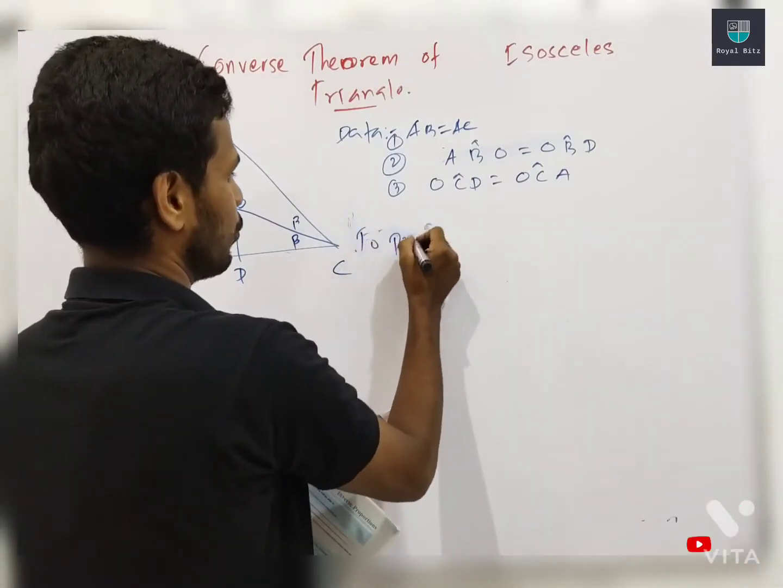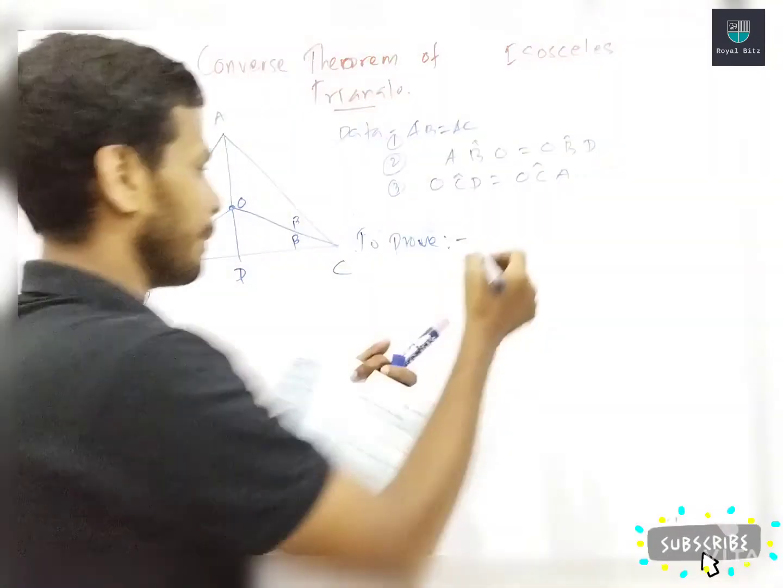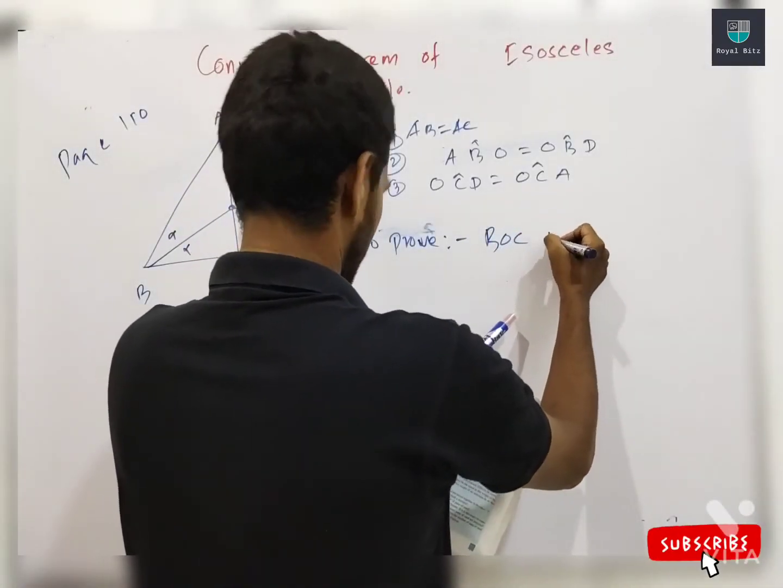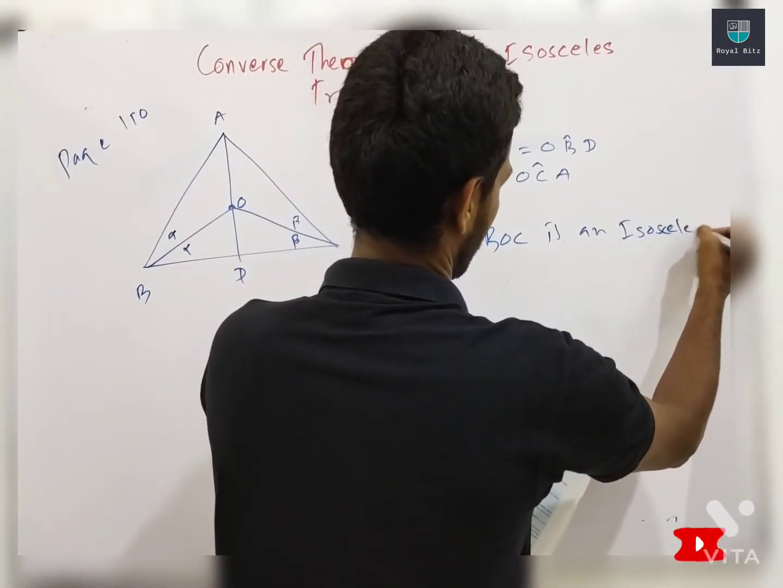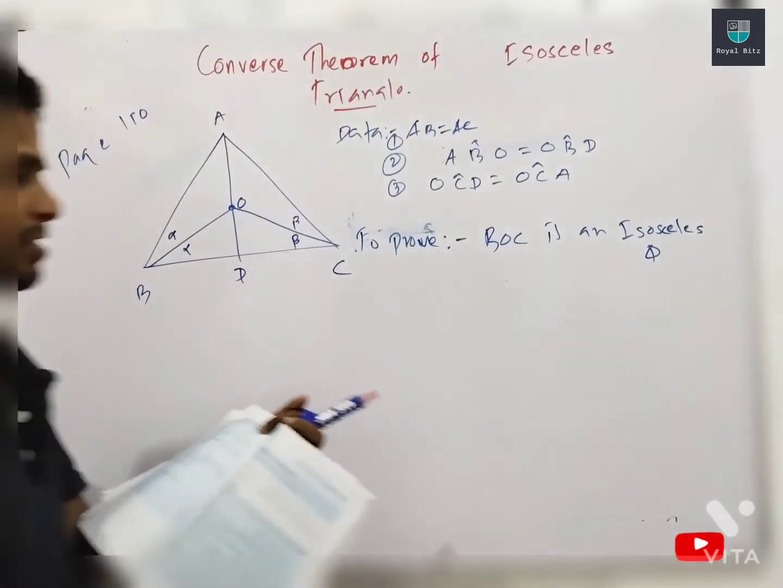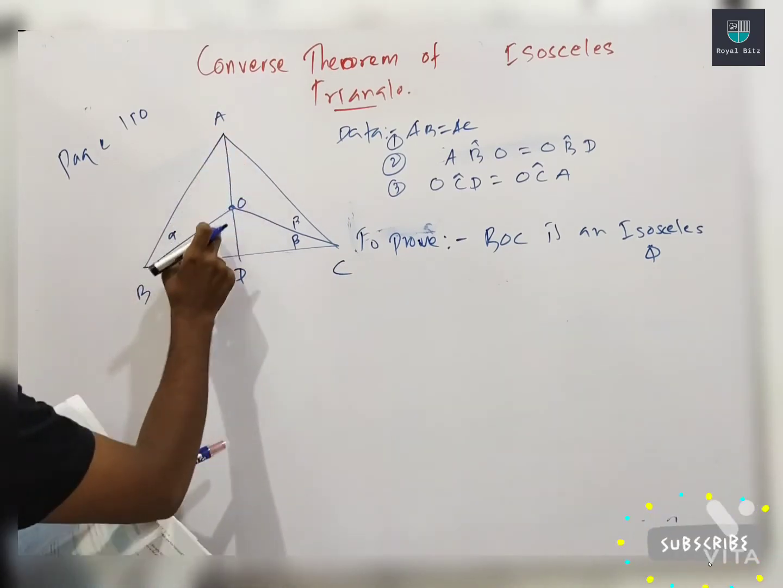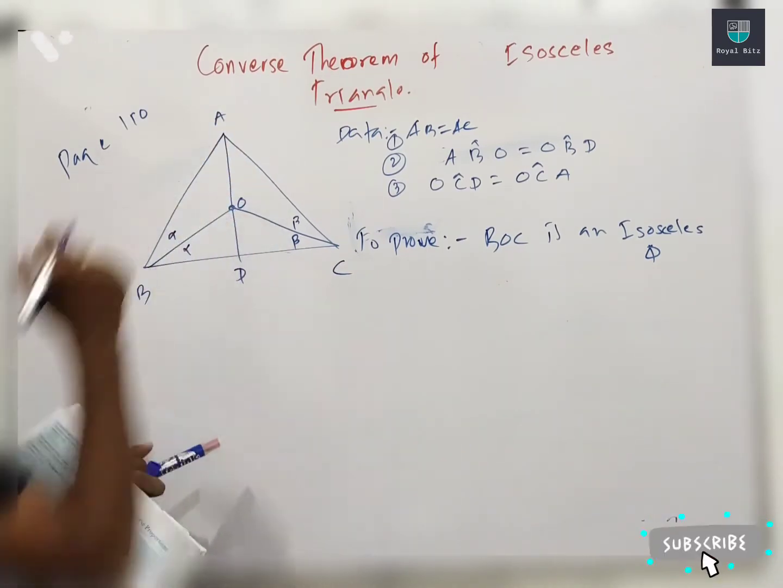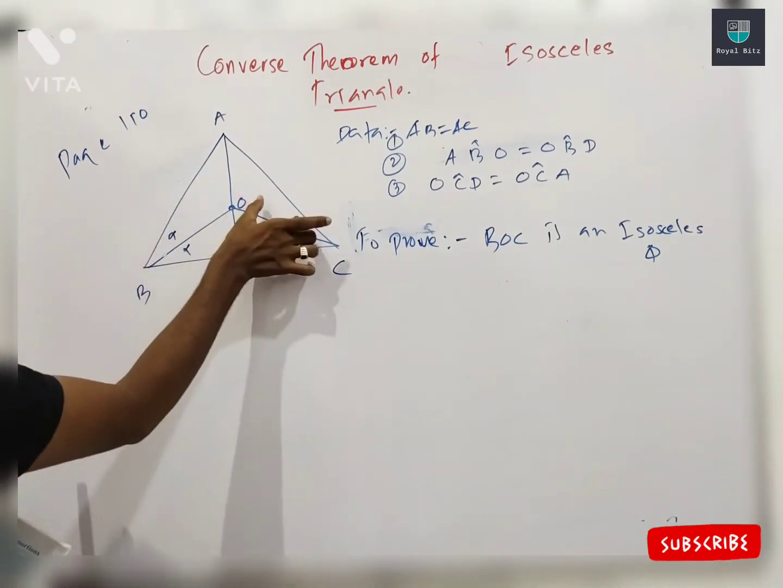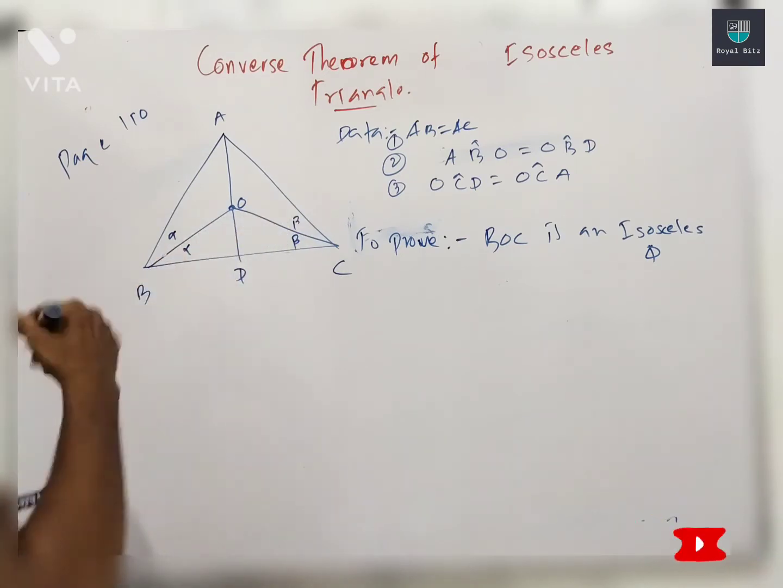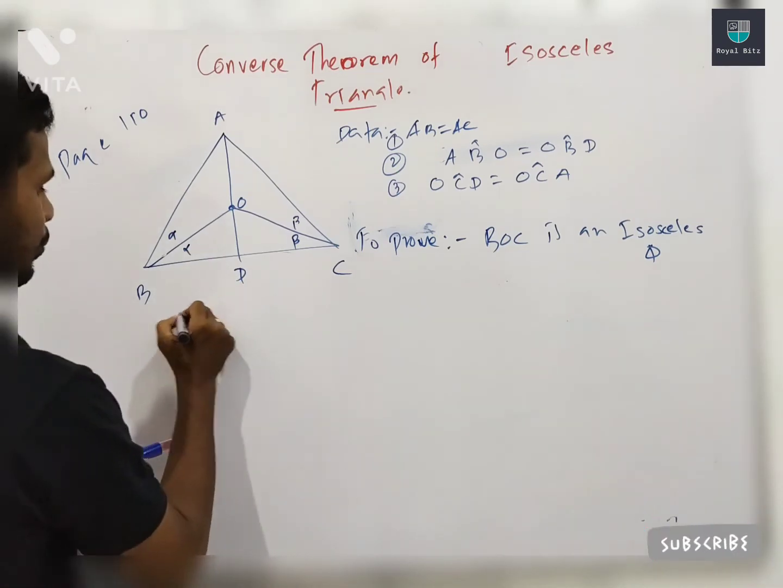To prove, what do we need to prove? We need to prove BOC is an isosceles triangle. What is BOC? Where is BOC? BOC, this one. Same idea, because these two are equal. So now we'll take, what is the idea? We can take this as 2x. Okay, so now proof.